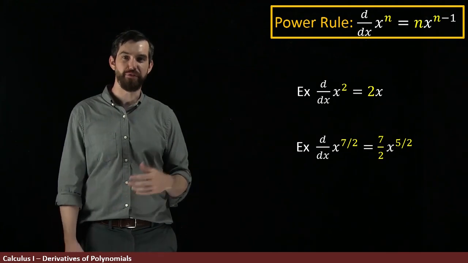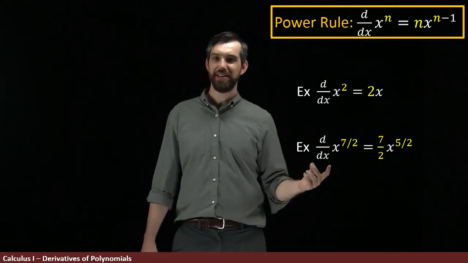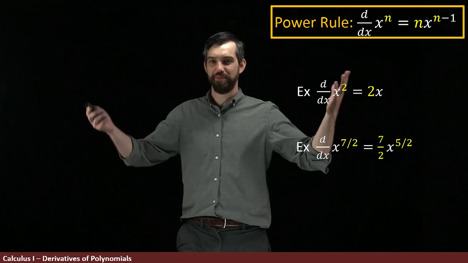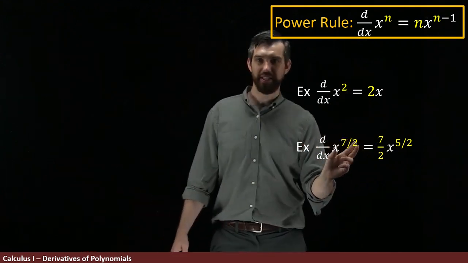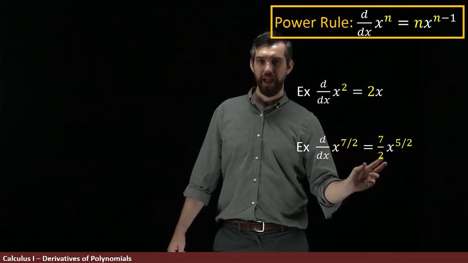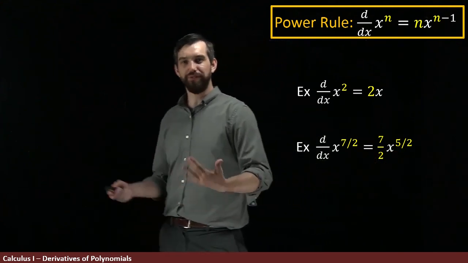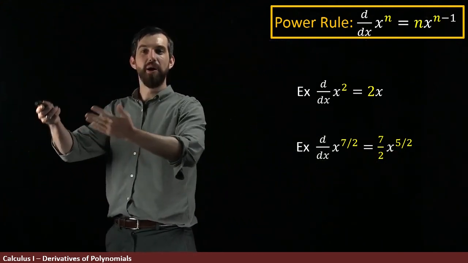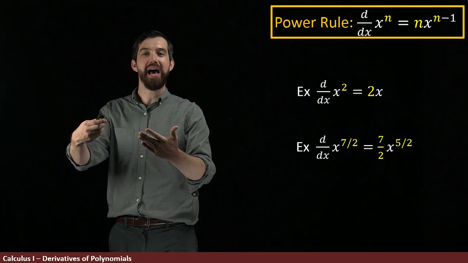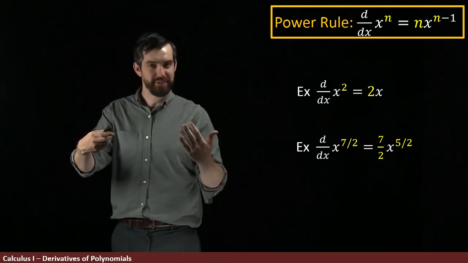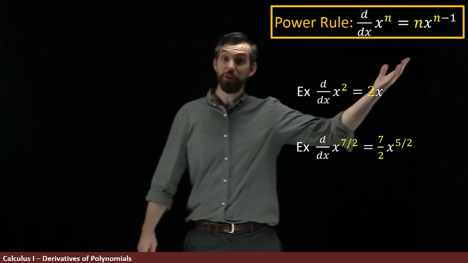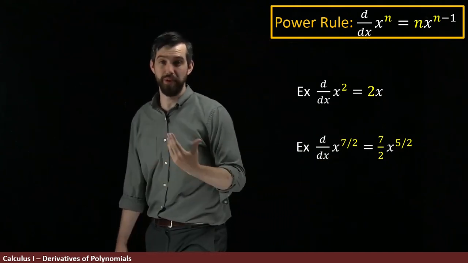So I can, for instance, talk about what happens if I take the derivative of x to the 7/2. Well, the 7/2 comes down, and then x to the 5/2. What's 5/2? It's 7/2 minus 1, which is 7/2 minus 2/2, so 5/2. So in other words, you get this n x to the n minus 1 behavior as well.